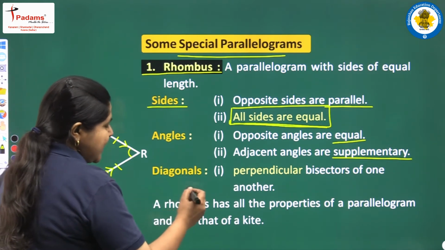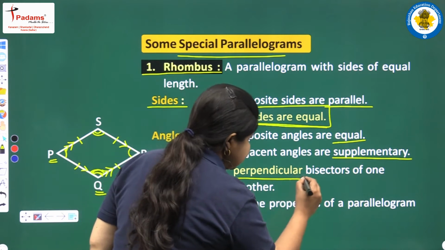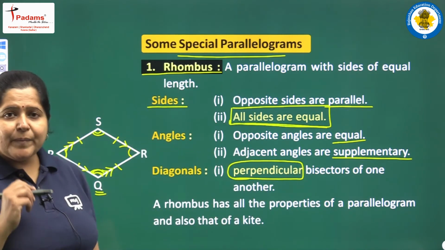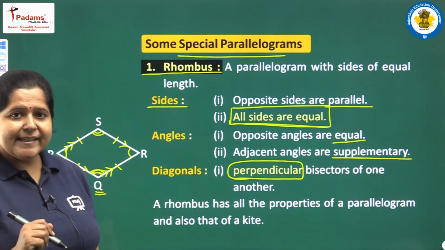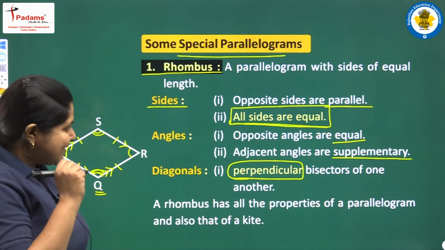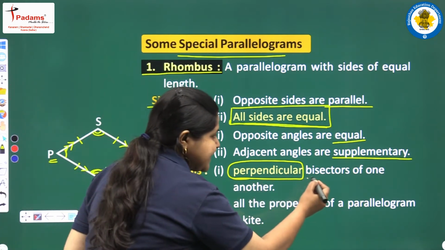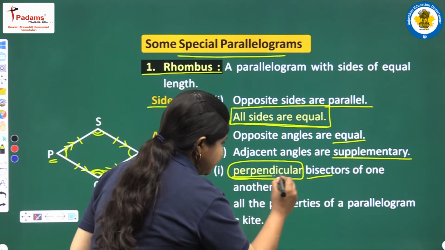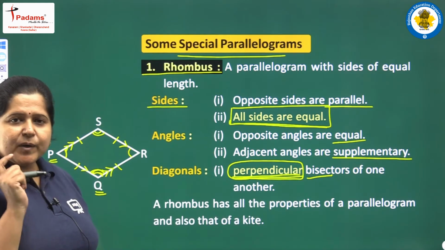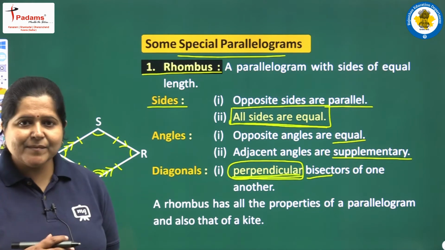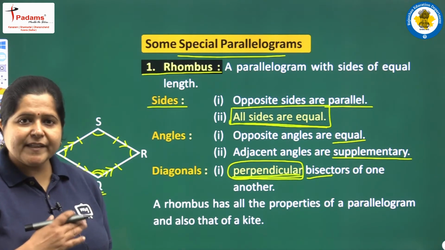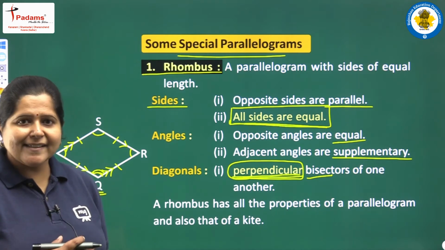Then the diagonals are perpendicular bisectors of each other. We know that in a parallelogram the diagonals bisect each other, but here in this special parallelogram the diagonals not only bisect each other but also they are perpendicular to each other. Now what does this perpendicular word mean? This means that the angle formed at the point of intersection of the diagonals is 90 degree.